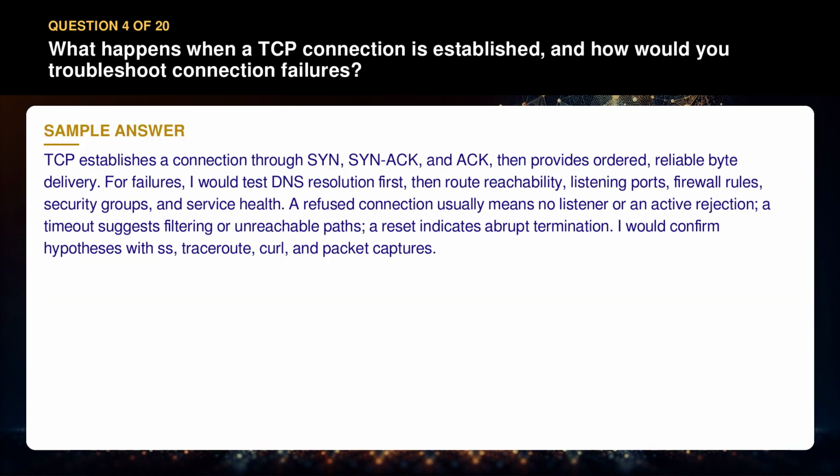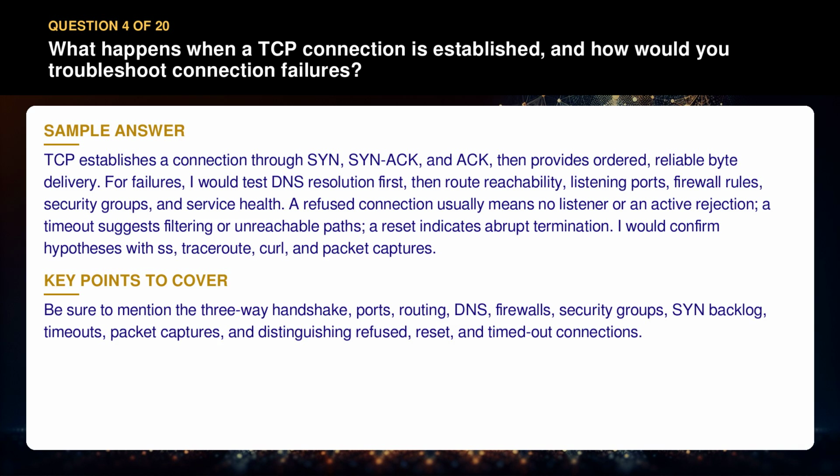TCP establishes a connection through SYN, SYN-ACK, and ACK, then provides ordered, reliable byte delivery. For failures, I would test DNS resolution first, then route reachability, listening ports, firewall rules, security groups, and service health. A refused connection usually means no listener or an active rejection. A timeout suggests filtering or unreachable paths. A reset indicates abrupt termination. I would confirm hypotheses with ss, traceroute, curl, and packet captures.